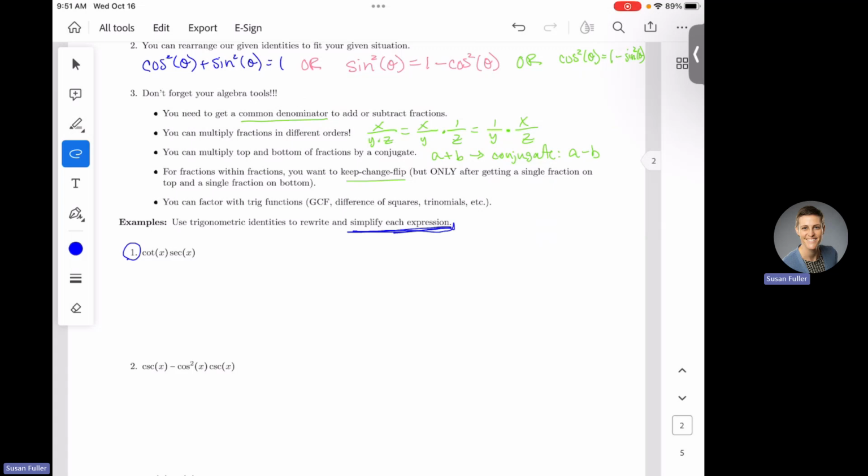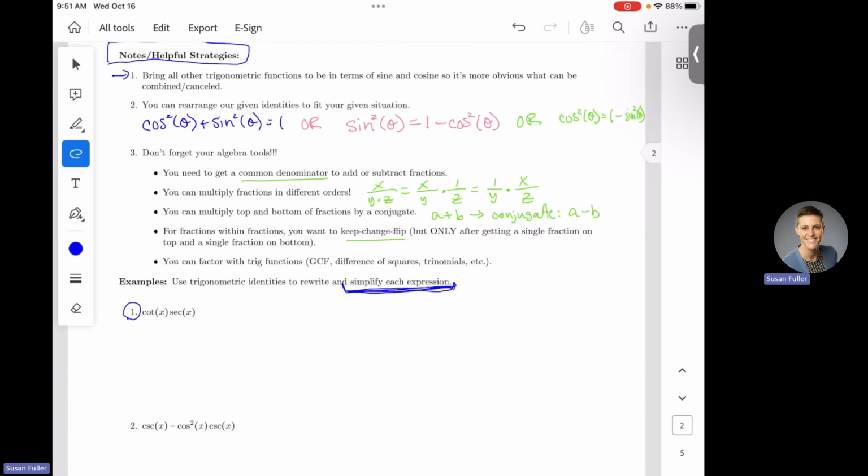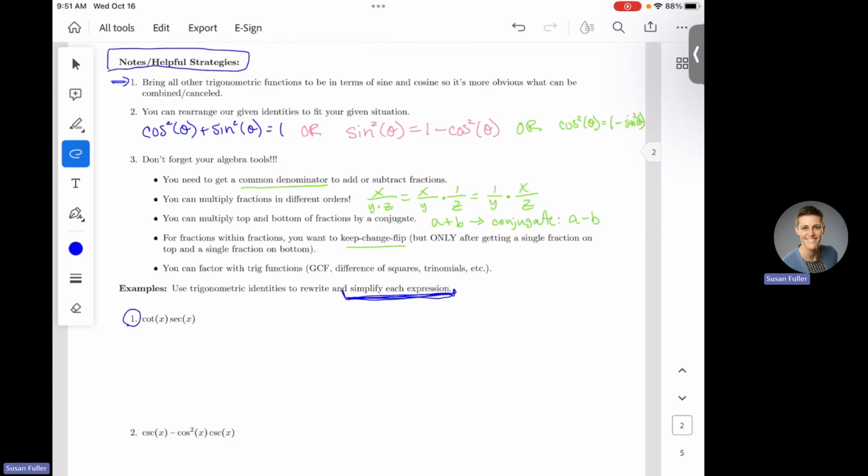Now, I know this one's going to feel kind of like you don't have a lot of direction. We're just trying to simplify this. So we are trying to see things that combine or cancel. And the main tool that we're going to use here is trying to turn everything into sines and cosines to combine and cancel and simplify.